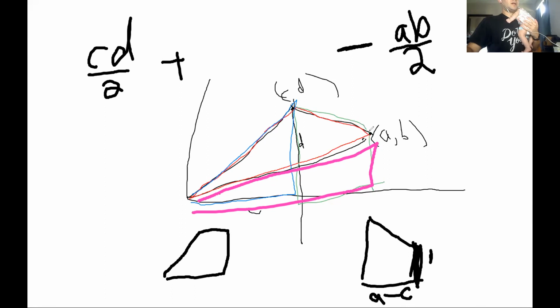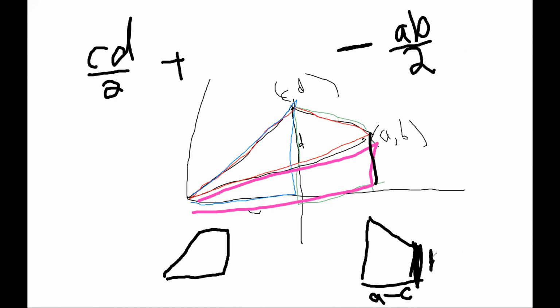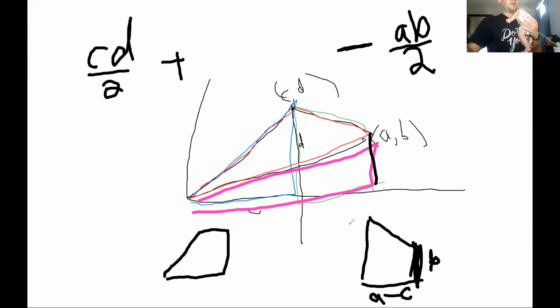What's the side on the right? What's this guy? That's just B. And then the one on the left is D. Because it's flat right here, it's a 90 degree angle. A minus C is the height. So can you come up with a nice formula for the area of this trapezoid?